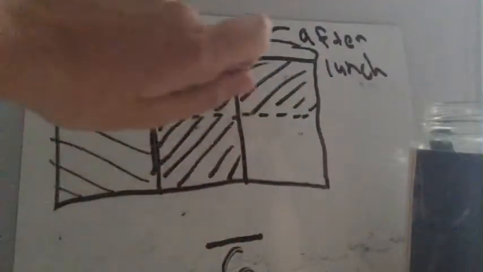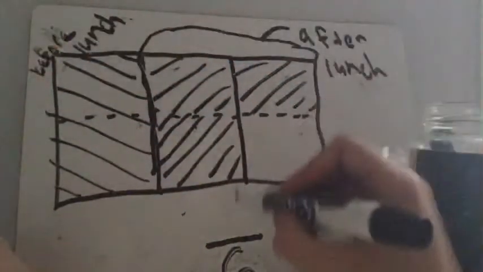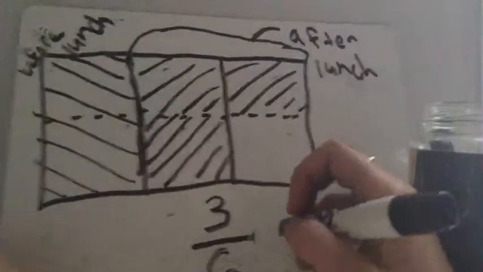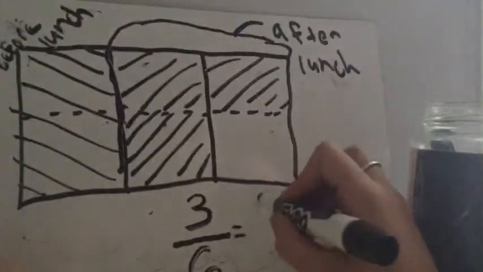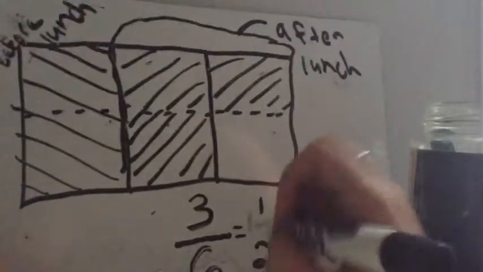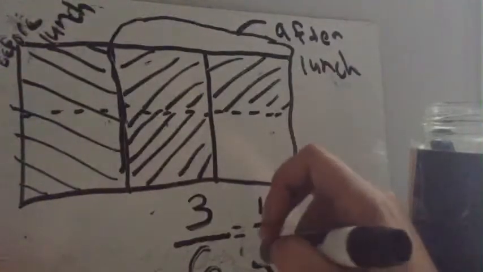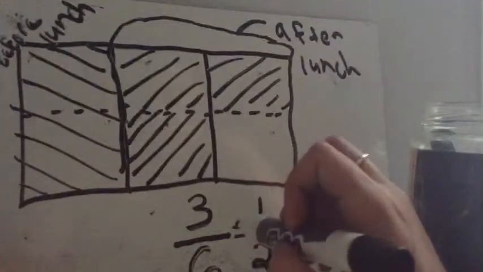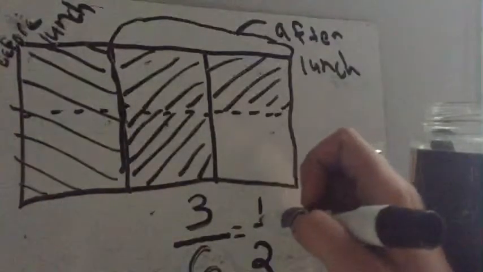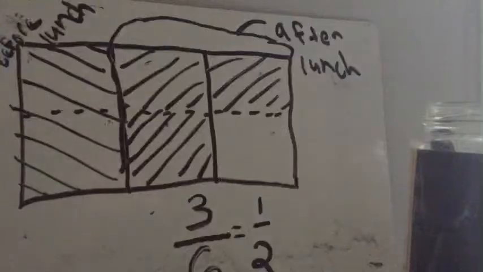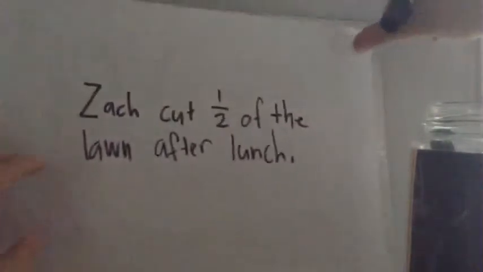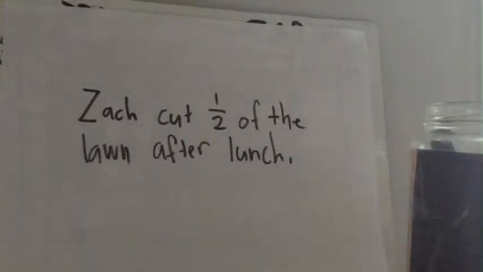So this is my after lunch part, and it looks like he cut 1/6, 2/6, 3/6. And I know that 3/6 is actually the same thing as 1/2, and I can get that by dividing the numerator and the denominator by 3. So I know that Zach cut 1/2 of his lawn after lunch. And I wrote that in a sentence because I think it's good to go back and think about the question you're answering and write it in a sentence. So my answer is that Zach cut 1/2 of the lawn after lunch.